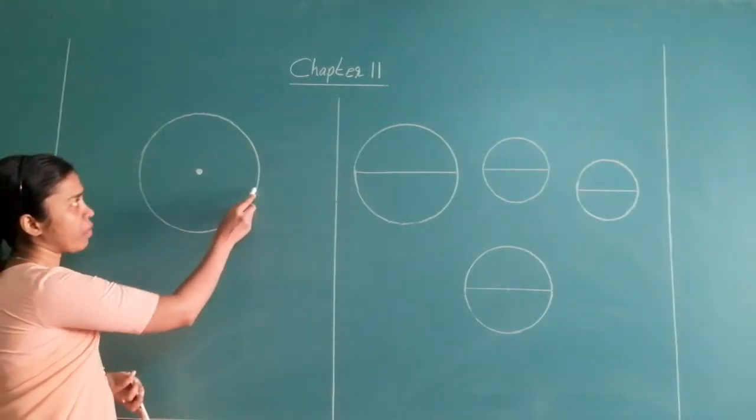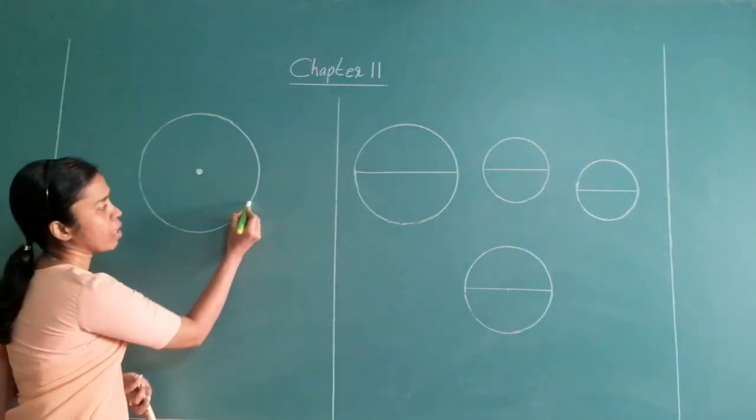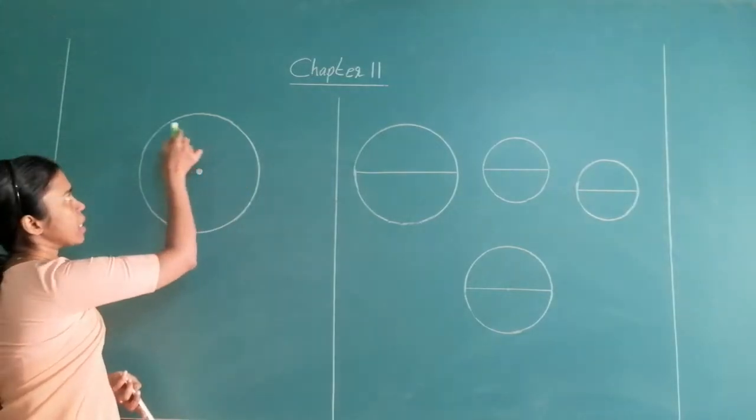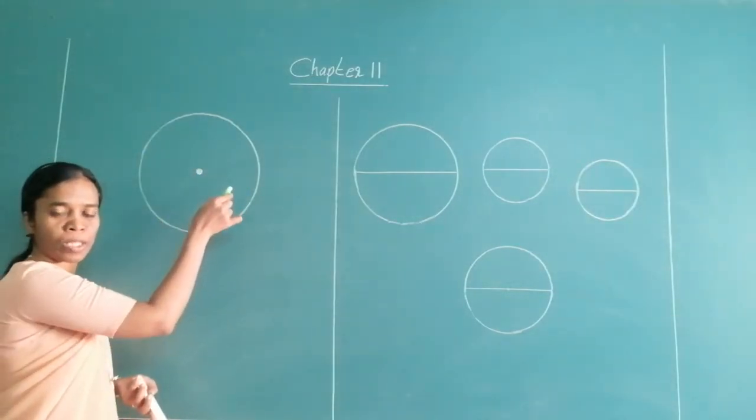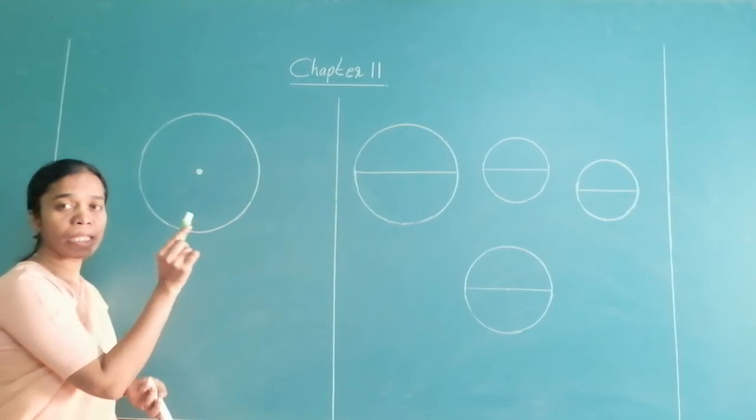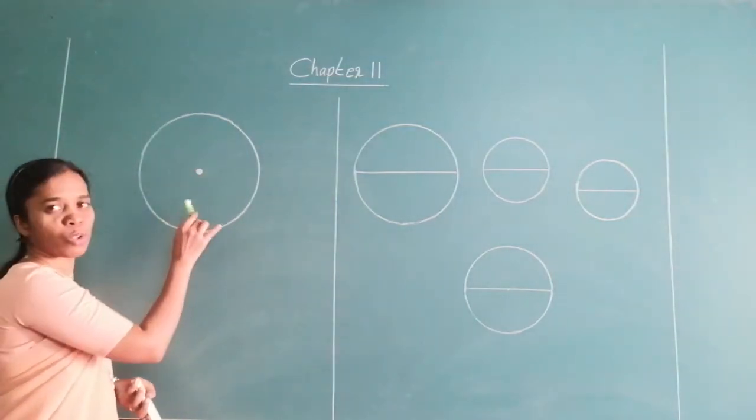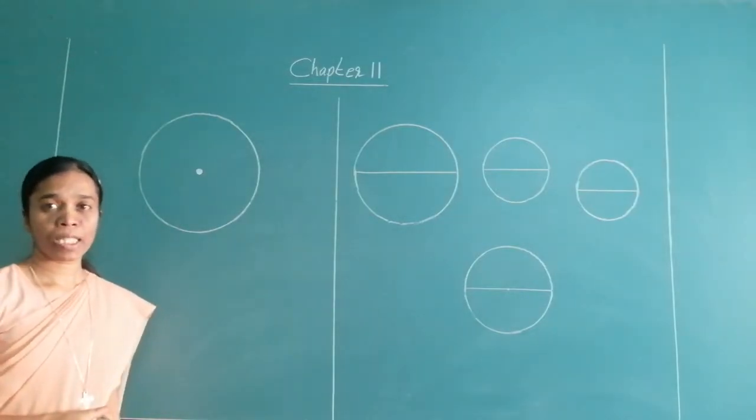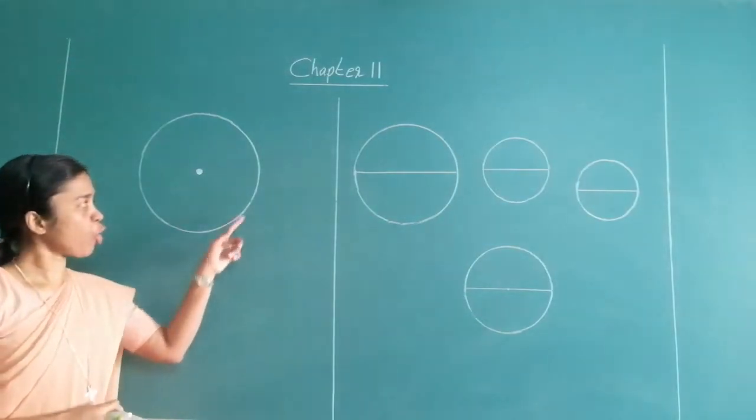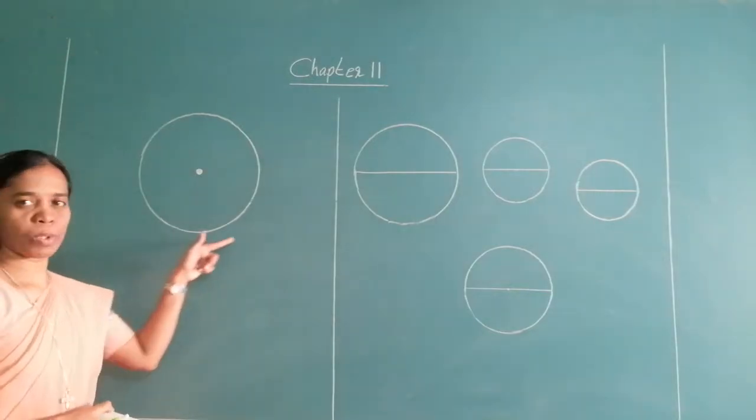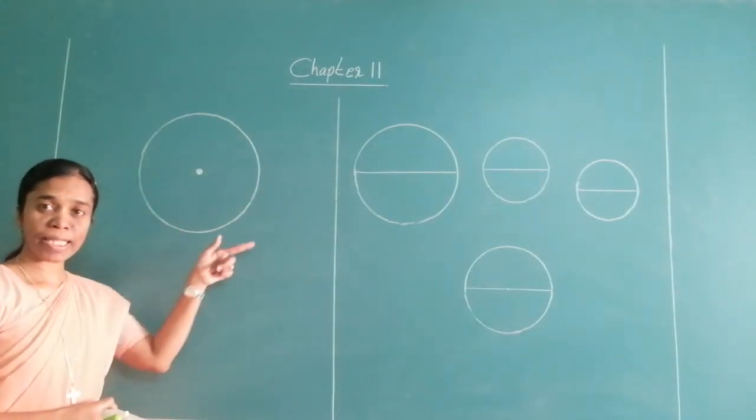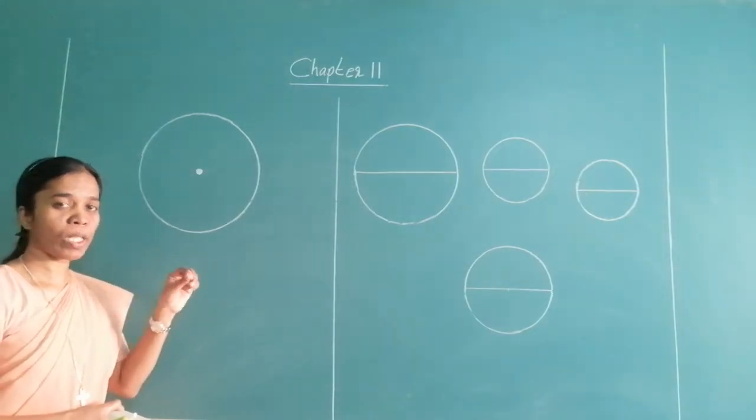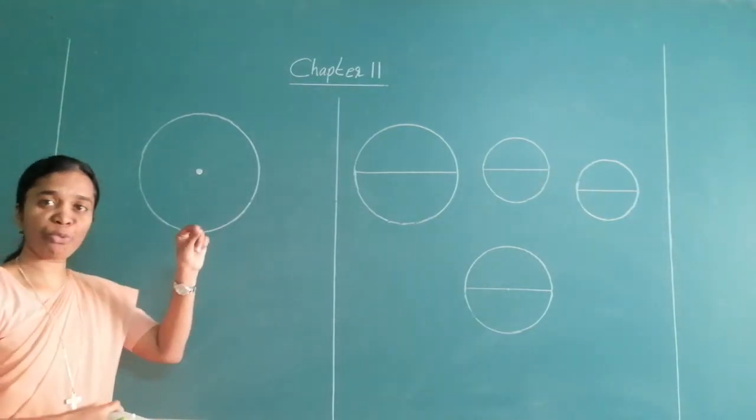You can see this what we have drawn. If you look at it, this is a set of points. So a circle is a set of points which are at equal distance from a fixed point. I repeat. A circle is a set of points. This is called a set of points because there is a group of points over here. It's a set of points which are at equal distance from a fixed point.